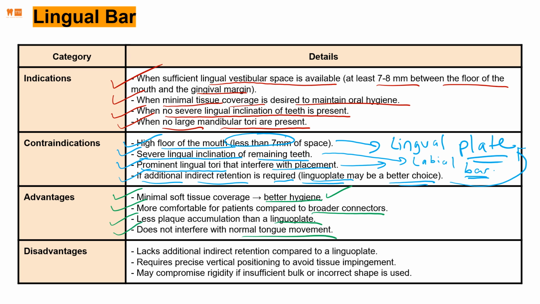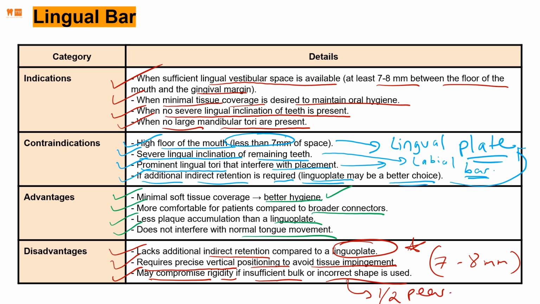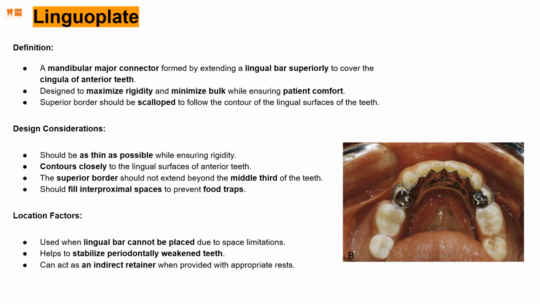But some disadvantages, if we may, it lacks additional indirect retention. Plates are better at indirect retention. So important point here. It requires precise vertical positioning to avoid tissue impingement, 7 to 8 millimeters. I feel like we're never going to forget this number. May compromise rigidity if insufficient bulk, and of course if an incorrect shape is used, and the shape has to be half pear. Bulk is important. So let's talk about the bulk.